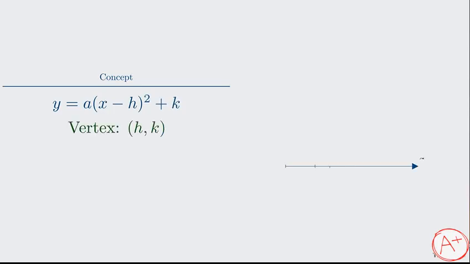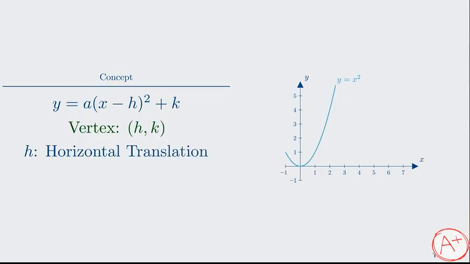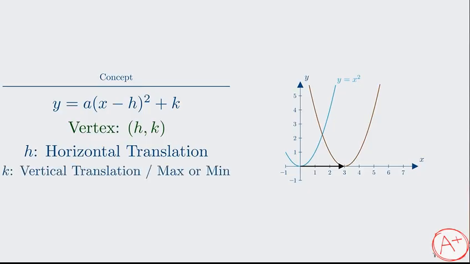The vertex form gives us immediate geometric insight. In the form a(x minus h) squared plus k, the coordinates of the vertex are simply h, k. The value of h represents a horizontal translation from the parent function y equals x squared. Notice that if the bracket is x minus 3, the graph moves 3 units to the right. The value of k represents the vertical translation.